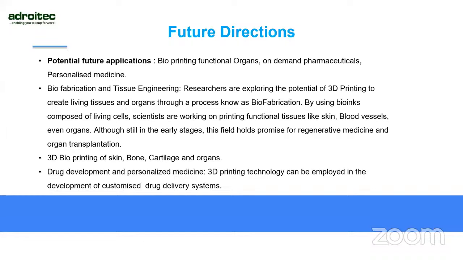By using bio inks and composites of living cells, scientists are working on printing functional tissues like skin, blood vessels, even organs, and other regenerative medicine and organ transplantation. 3D bioprinting for exact skin: researchers are developing exact 3D printed skin models, bone, cartilage, and organs.